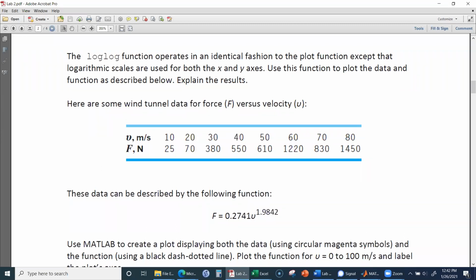Okay, so let's see what are the data we need to plot. We have to basically plot the data for the velocity against the force. As we can see, the data for the velocity is uniformly spaced. So what we can do is I can use the colon operator with an increment of how much?